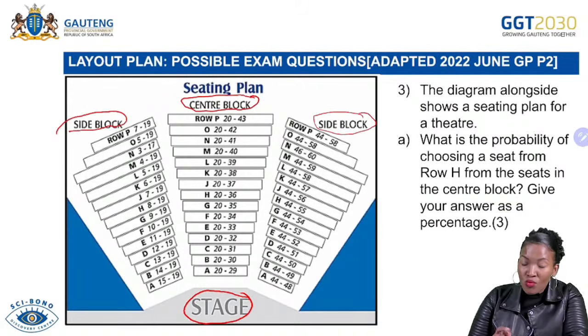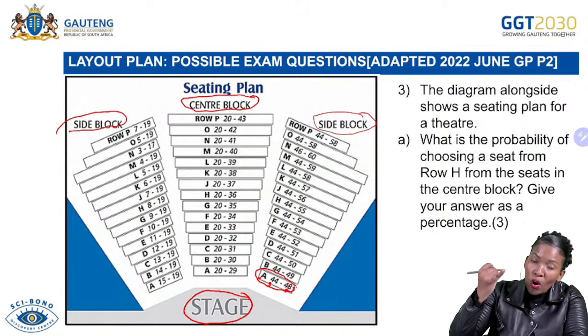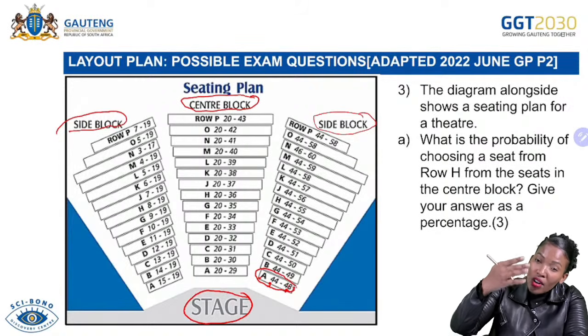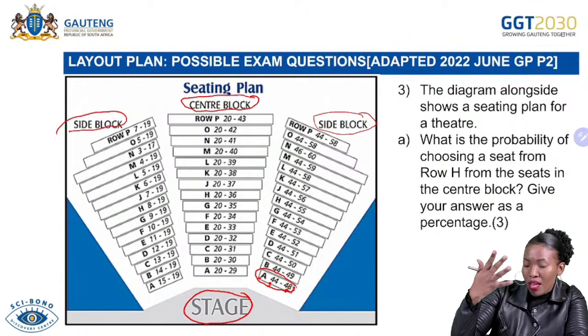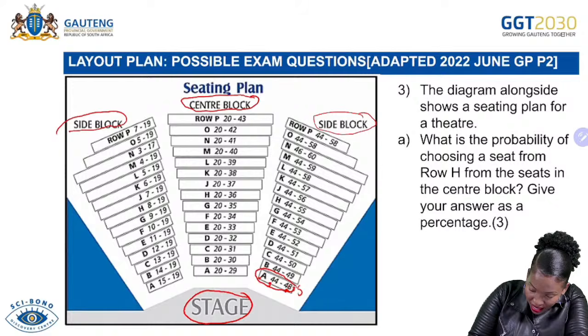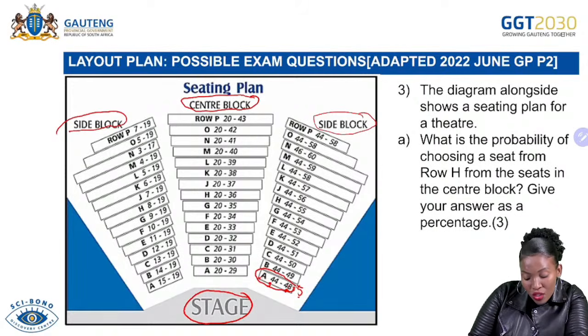So this one, guys, it was very tricky. Because if I'm looking at row A here, if I wanted to know how many seats are here, most of you said 48 minus 44, which is wrong. When you count the seats that are here, 44 is included. 48 is also included. So you must count: 44, 45, 46, 47, 48. Meaning how many seats are there? There are actually 5 seats just for this row A here in the side block.